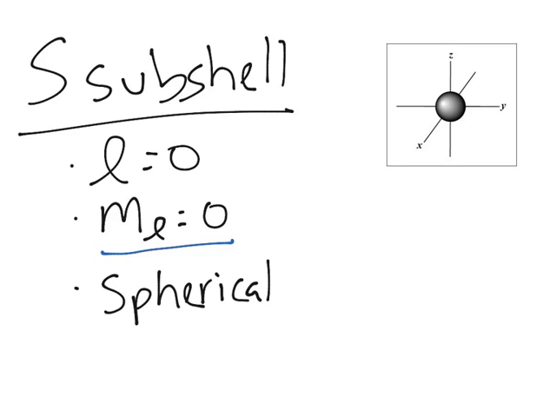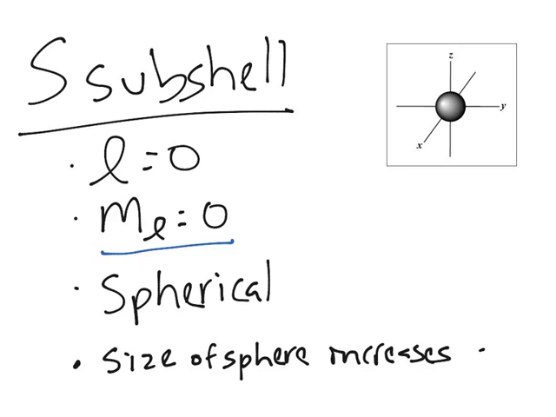And one last thing about this subshell is that the size of the sphere will increase as n increases. If you didn't watch the quantum number video, n is the principal quantum number, and it represents the total energy of the orbitals, pretty much. And that is the S subshell. Now let's talk about the P subshell.